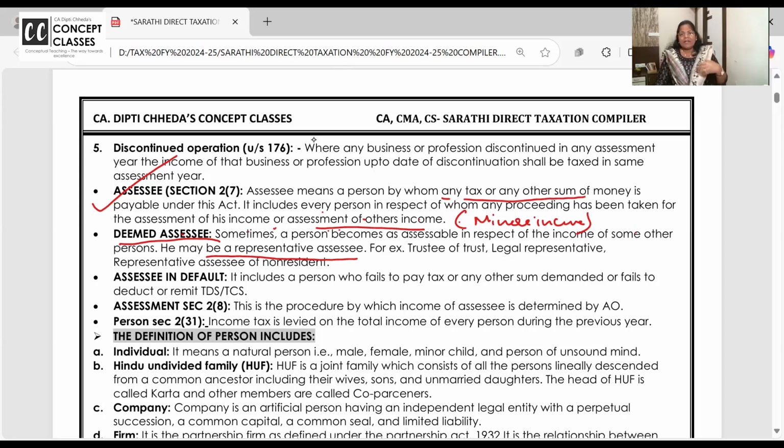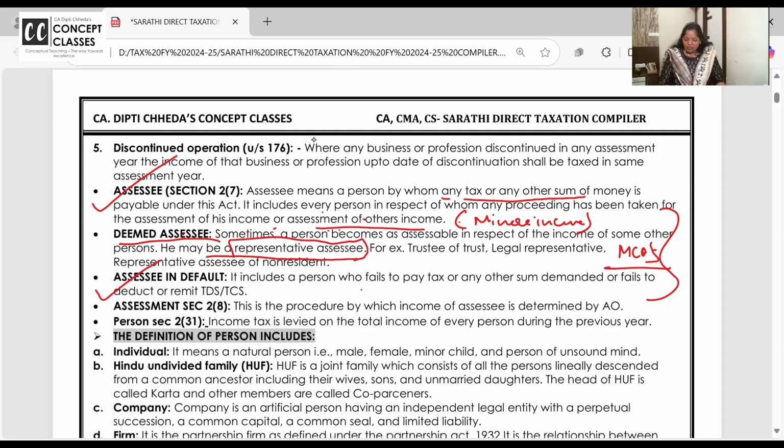Can they have a representative assessee in India who will collect the rental income, pay the tax and all in India? Yes. He will be called a representative assessee. Assessee in default. Again, these terms are important for one-liner MCQs.